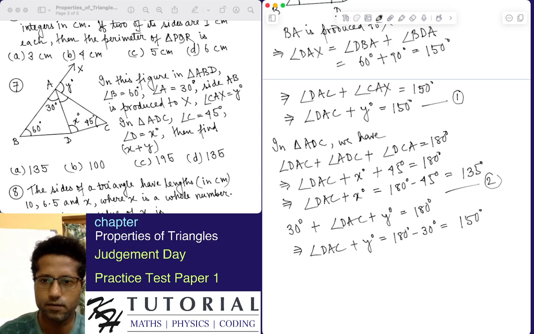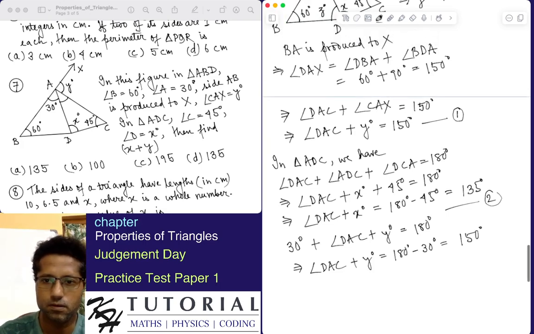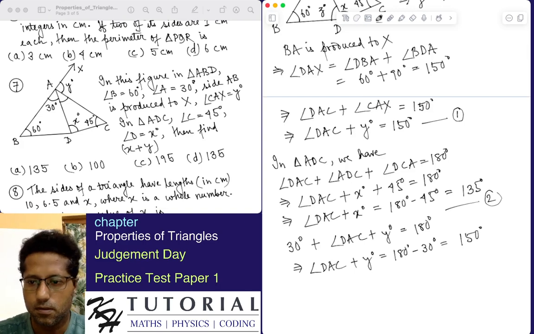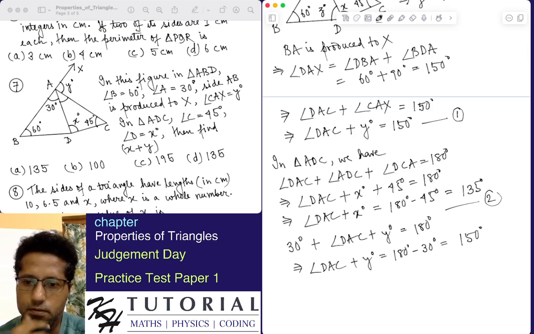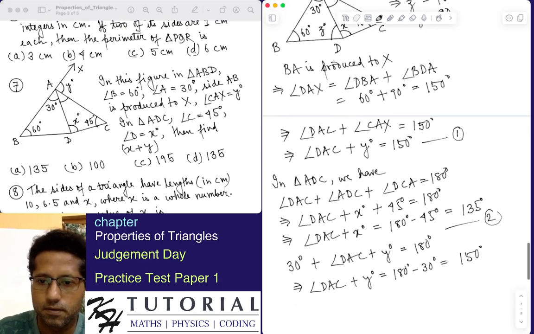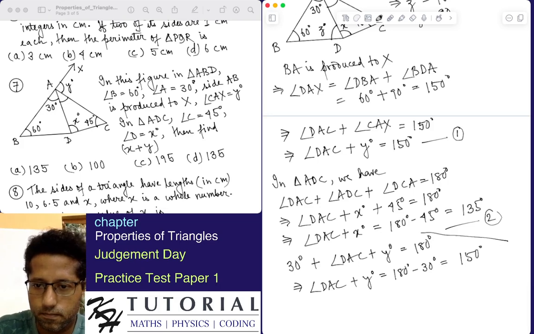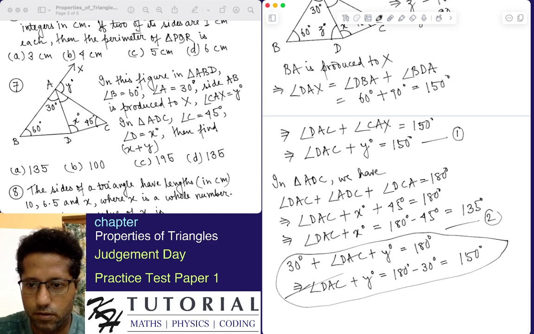Is it helping anyway? Oh, we already found this. We already got this equation earlier. The equation 1 is already the same thing. So this is not helping.